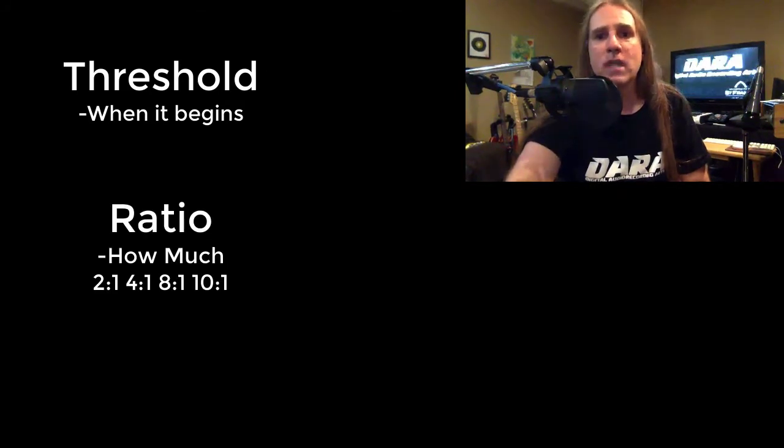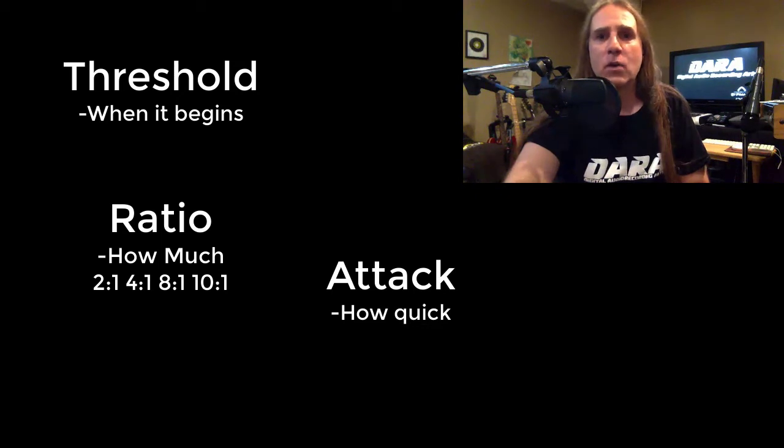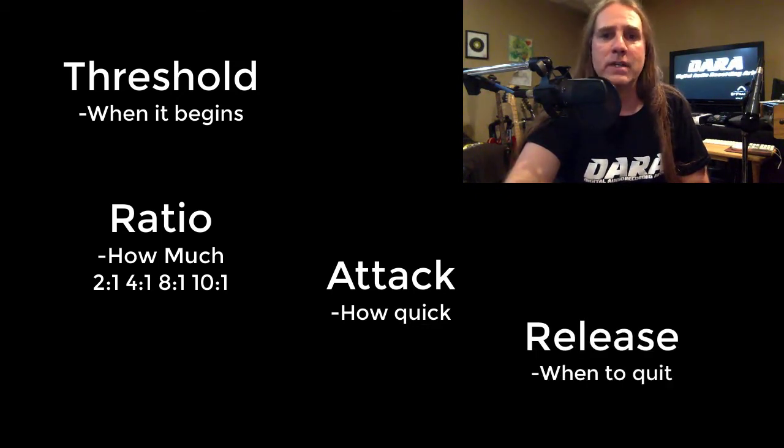One is affecting another. Threshold is where the compression starts to do its job. Ratio is how much of the sound will be compressed once the sound goes above the threshold. 1 to 2, 1 to 4, 1 to 8 are common ratios. A 1 to 10 ratio is commonly when a compressor is considered a limiter. Attack is how quickly compression begins once the sound hits the threshold. And release is how quickly the compression stops after the sound goes below the threshold.